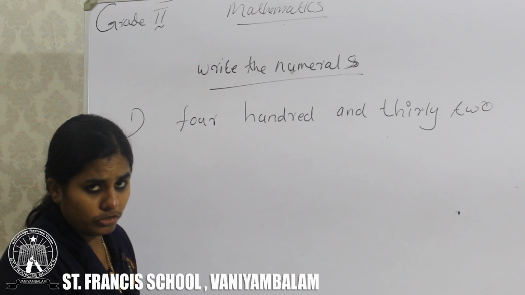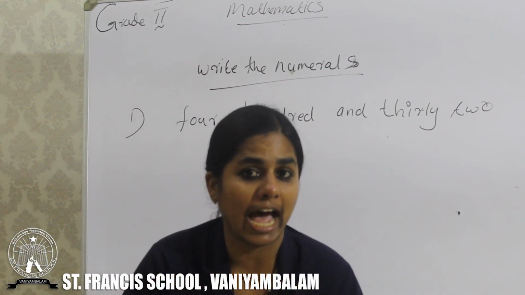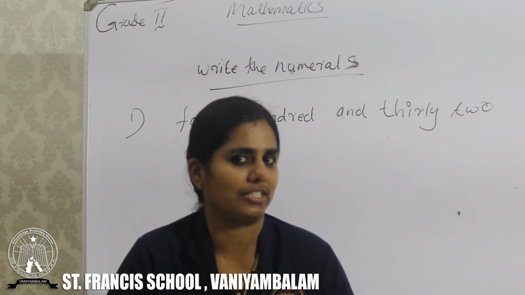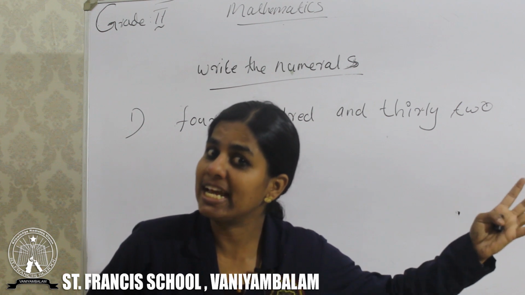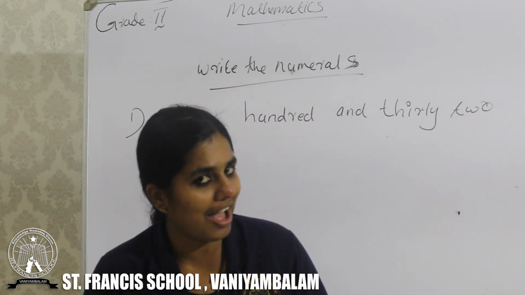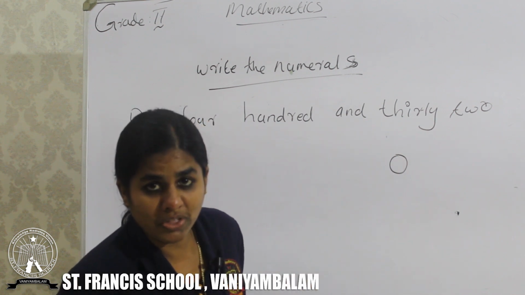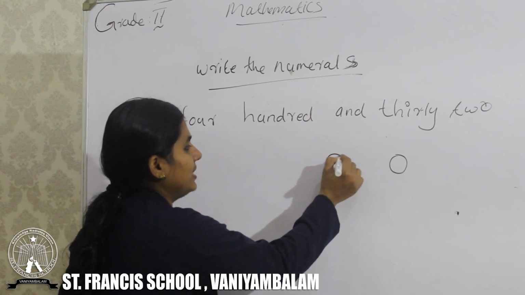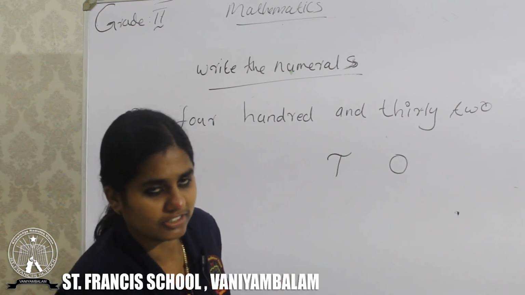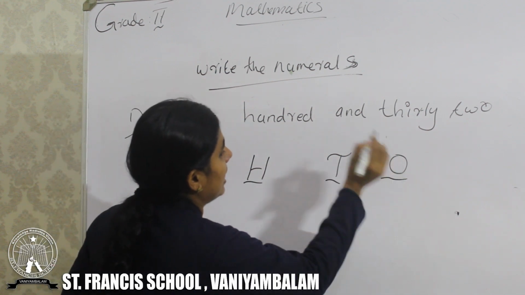First, what do we want to do? First we want to write the place value chart of a 3-digit number. On the right side we have which place? Ones. Left of the ones we have which place? Tens. Left of the tens we have which place? Hundreds. Then ones, tens and hundreds.